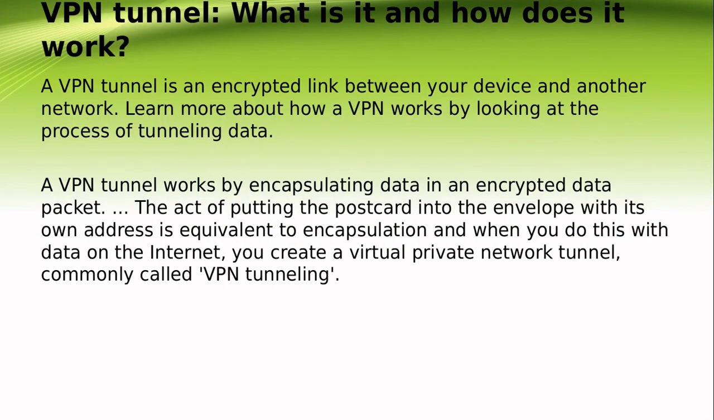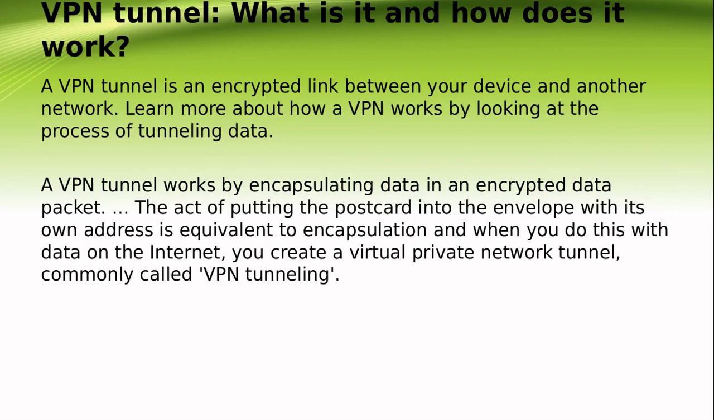So the VPN tunnel, what is it and how does it work? A VPN tunnel is an encrypted link between your device and another network. We can learn more about how a VPN works by looking at the process of tunneling data. A VPN tunnel works by encapsulating data in an encrypted data packet. The act of putting a postcard into an envelope with its own address is equivalent to encapsulation, and when you do this with data on the internet, you create a virtual private tunnel, commonly called VPN tunneling.